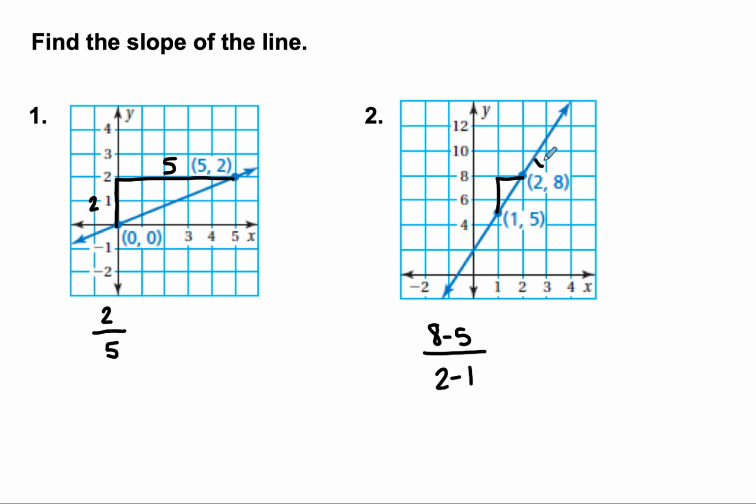Okay, so this was my x2, y2, x1, y1. 8 minus 5 is 3. I went up 3 numbers from 5 up to 8. That's going up 3 in value. Even though it wasn't 3 boxes, I'm still going up 3 in value. And then over here, I'm going from 1 to 2, so that's over 1. And then 3 over 1 simplifies to 3.